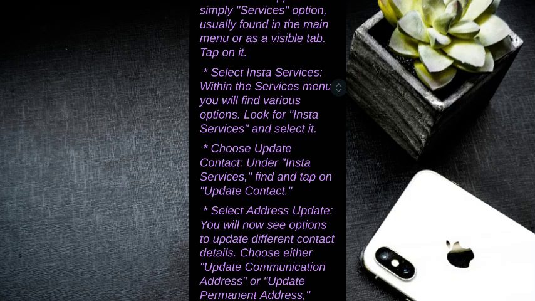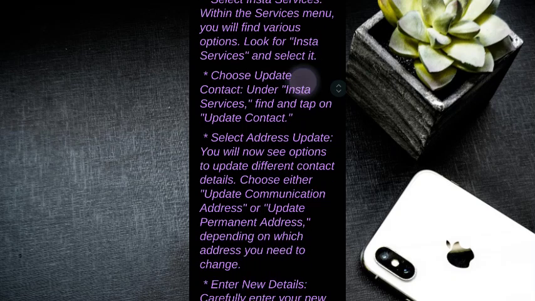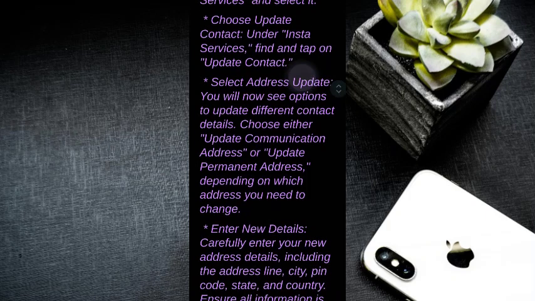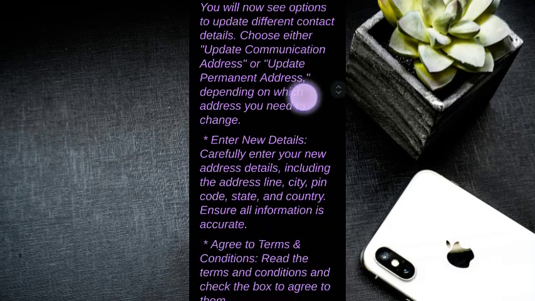Next, you're going to see various options. Look for Insta Services and select it. Then under Insta Services, you have to find and tap on Update Contacts. You will now see options to update different contact details. You can choose either update communication address or update permanent address, depending on which address you need to change.